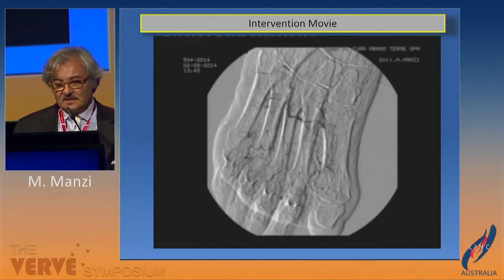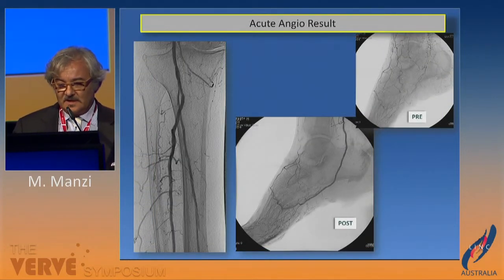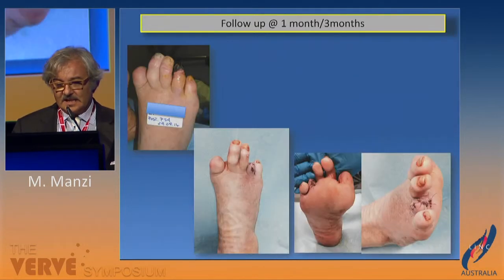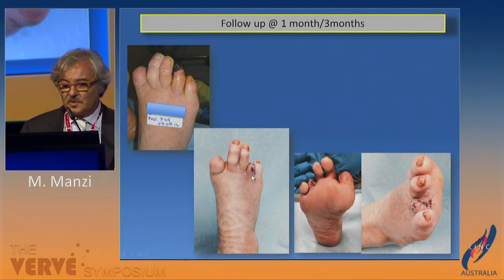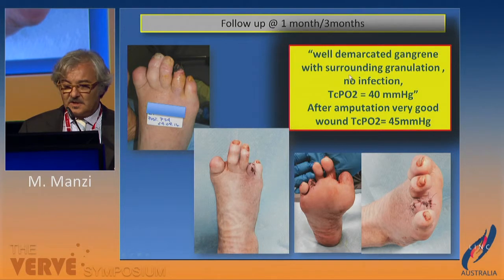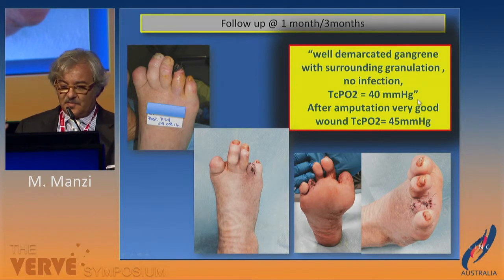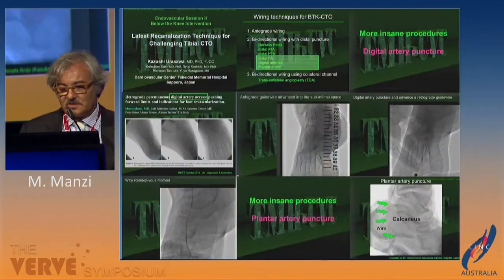But what is important is that clinically, this is the final result, and clinically there was an immediate improvement in the critical limb ischemia. After the demarcation of the wound, we saw a very high improvement of TcPO2. It was possible to perform the amputation, and the patient is going well.